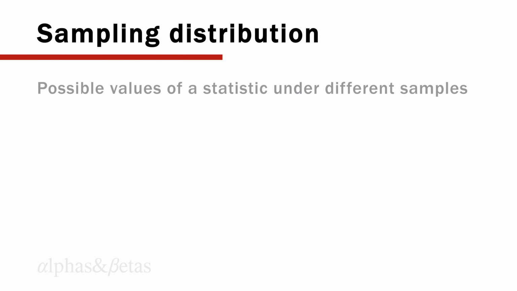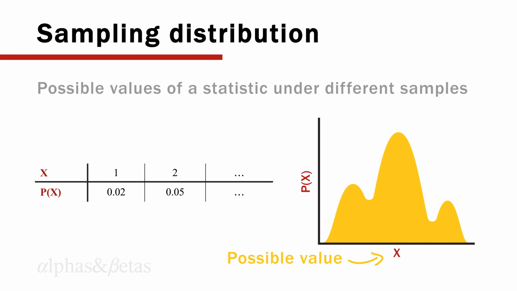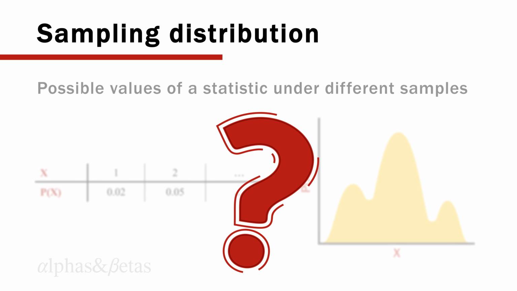The sampling distribution summarizes all the possible values that you could get under different samples, and how likely you would get each value. You can present the sampling distribution as a table, where x is the possible value and p(x) is the probability of getting the value. Or you can present it as a graph, where x is on the x-axis and p(x) is on the y-axis. The focus of this topic is to identify what the sampling distribution looks like. What the sampling distribution looks like depends on what you're measuring.